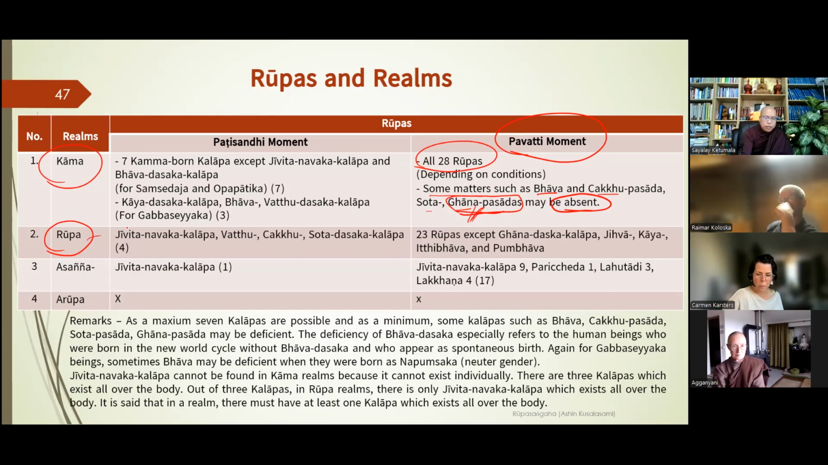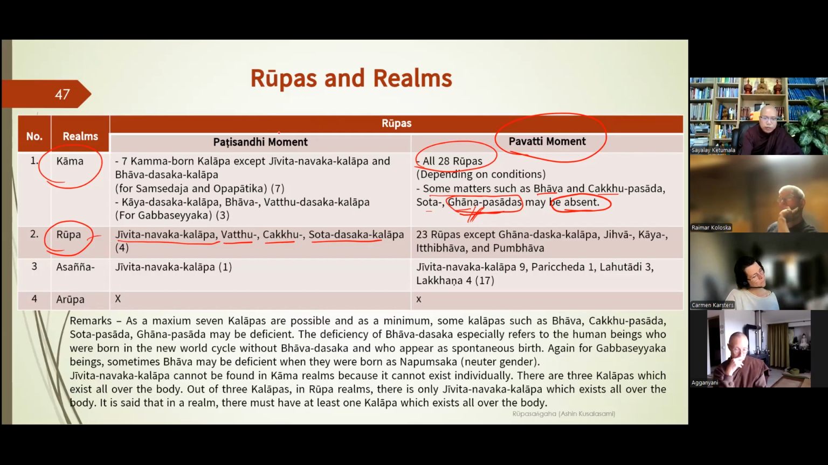So Rupa: Jivita Navaka Kalapa, Votu Dasaka, Chaku Dasaka, Sota Dasaka. You already know this information from the third chapter. In the Rupa realms there is no Gana, Chewa, and Gaya. The physical appearance is there, they have a nose, but there is no nose sensitivity. They have a tongue, but no tongue sensitivity. And they have a body, but no tangible sensitivity, body sensitivity. Sorry.